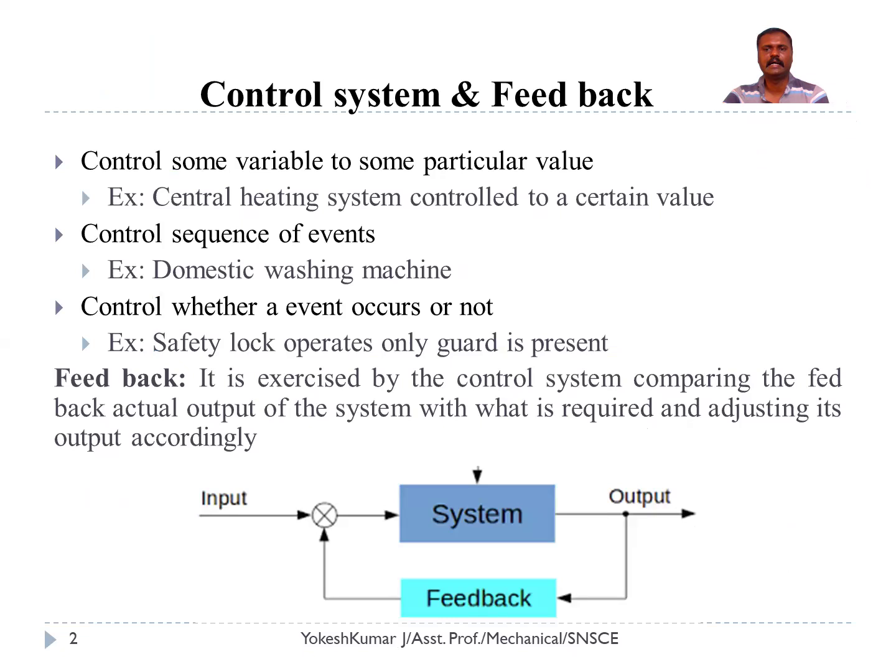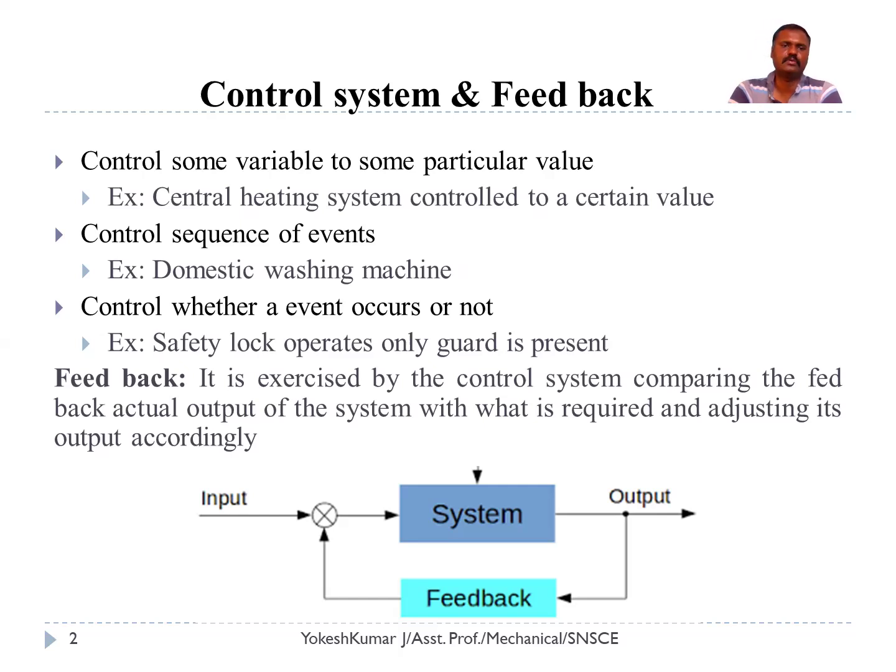Imagine we have a system. I have illustrated the system in the image. The system is a function of input and output. The output of the system depends upon the input, and the output is measured, and the feedback is given to the system. For this control system and feedback, there are three things we have to understand.